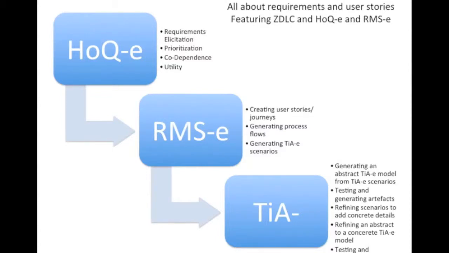Welcome to this movie all about requirements and user stories, featuring the ZDLC Smart ALM platform and specifically the House of Quality and the requirements modeling solution. In previous movies we've looked at House of Quality in order to generate requirements, prioritize them, sort out codependencies and understand utility.